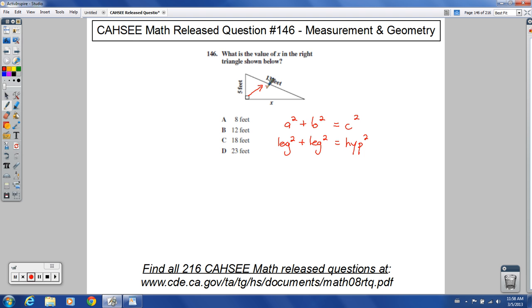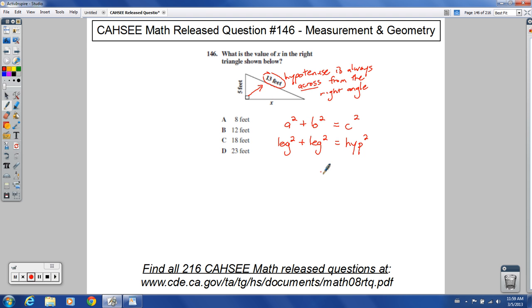Hypotenuse is always across from the right angle. Hypotenuse, let's write that down. The hypotenuse is always across from the right angle. And then the legs will be the other two parts.